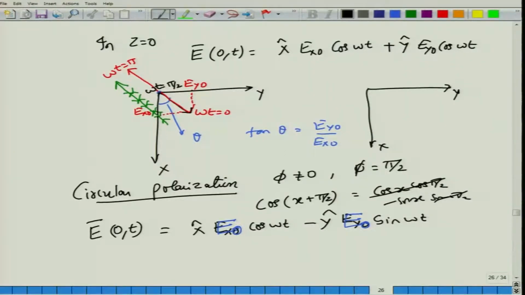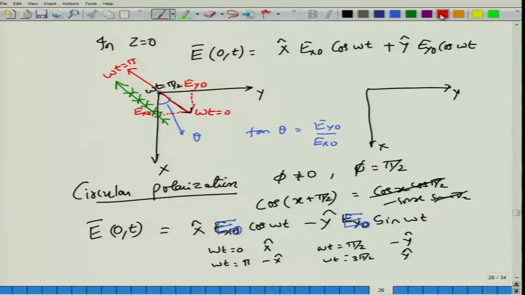What will be the initial direction of the electric field at omega t equal to 0? At omega t equal to 0, the direction will be along the x axis. At omega t equal to pi by 2, because cosine pi by 2 is 0, the direction will be along minus y hat. Then when omega t is equal to pi, the direction will be along minus x, and at omega t equal to 3 pi by 2, the direction should be along plus y, because sine of 3 pi by 2 is minus, therefore this would be along plus y direction.